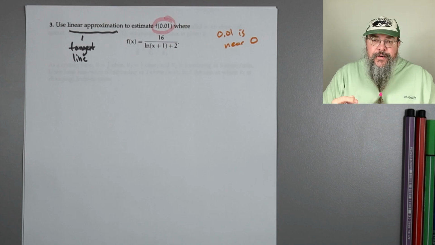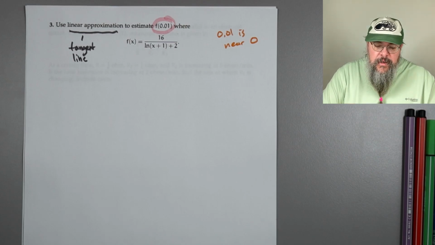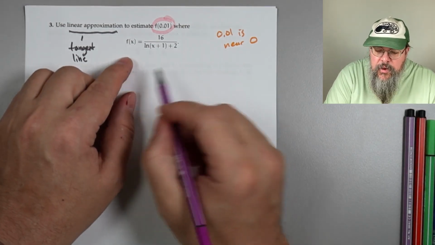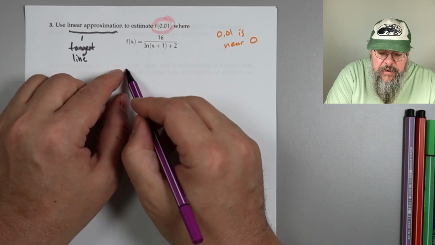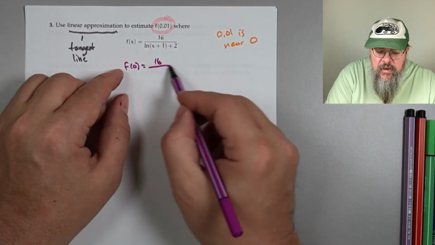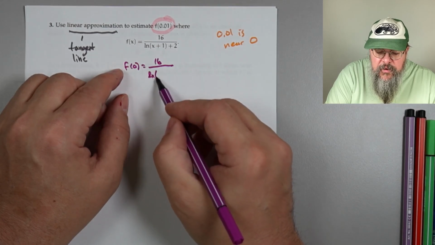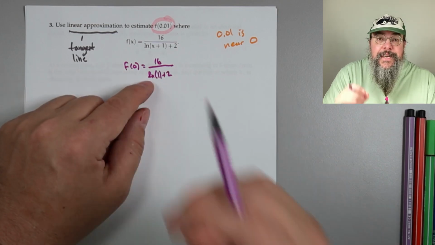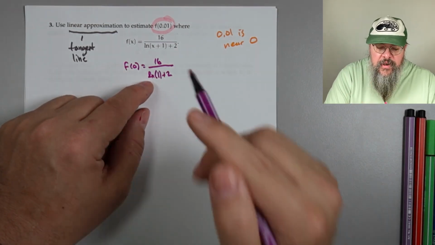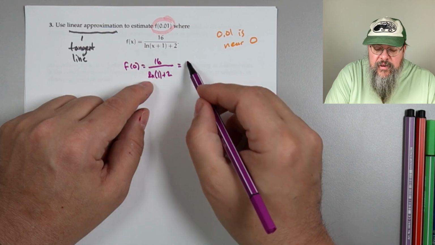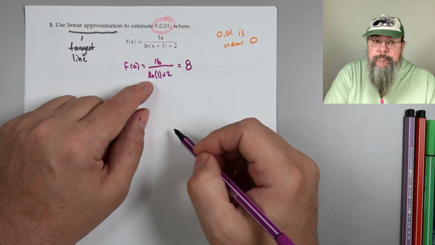Okay, so we need to do some evaluation. We need to find our tangent line. So, let's plug in 0. f of 0, we'll need that information: 16 over log of 0 plus 1 makes 1, plus 2. Now, log of 1 is 0. Okay, so that's a very convenient number. So this becomes 16 over 2, which is 8.